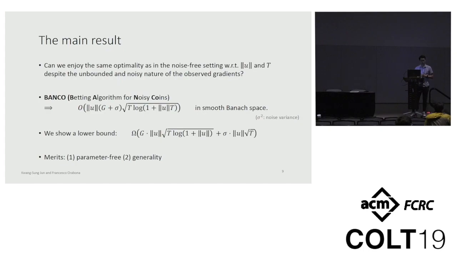And there are two good things about our algorithm. First, it is parameter free. What it means is that it can adapt to the norm of the competitor, which is unknown beforehand, without tuning parameters. In contrast, if you run stochastic gradient descent, then you cannot do that. You have to run it multiple times with different learning rates to achieve that bound. And second, we achieve generality.